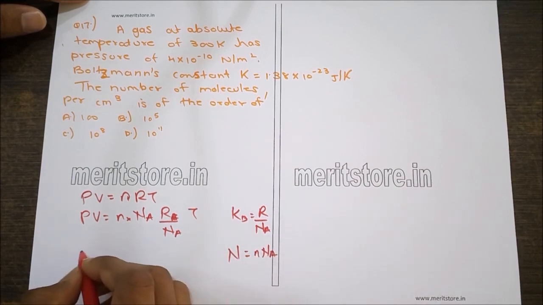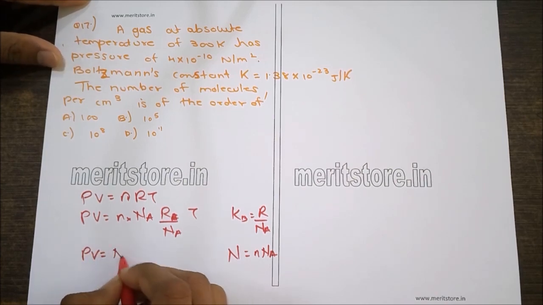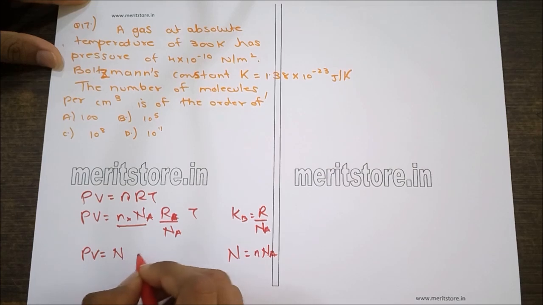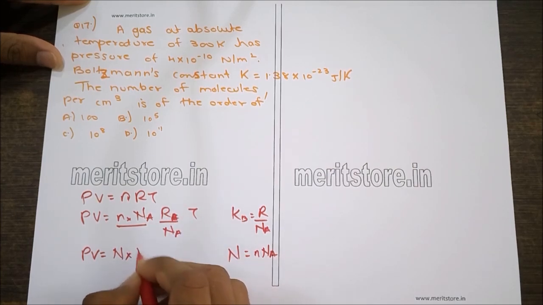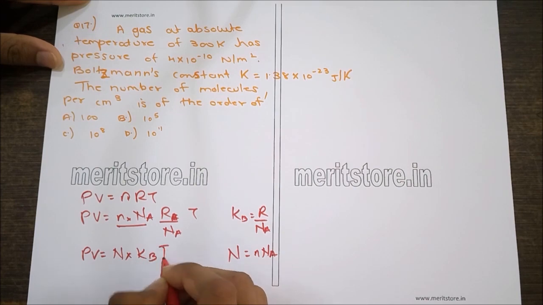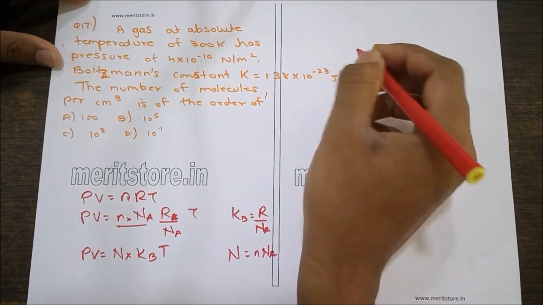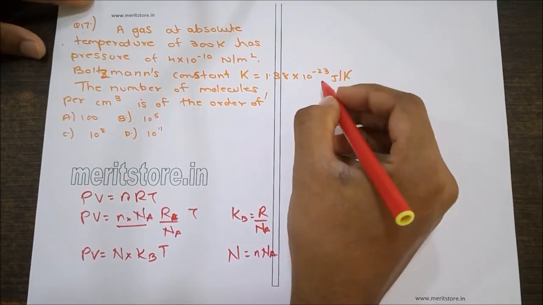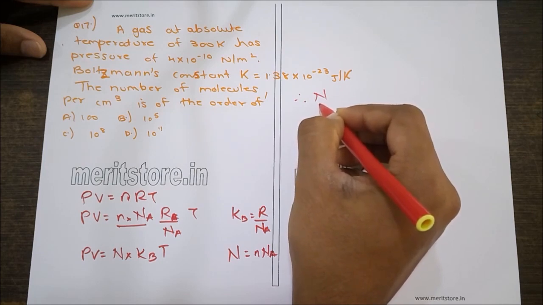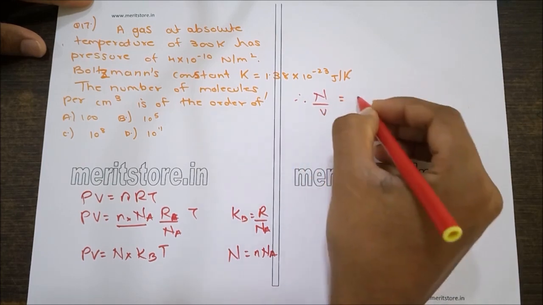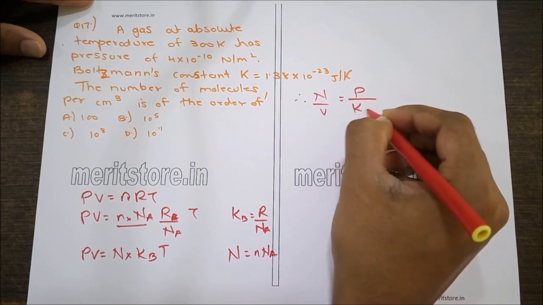So this relation is now modified as PV equals N, that is the number of molecules, times R upon Na, that is Boltzmann's constant, times the temperature T. So now N, that is the number of molecules per unit volume, can be given as P upon kT.